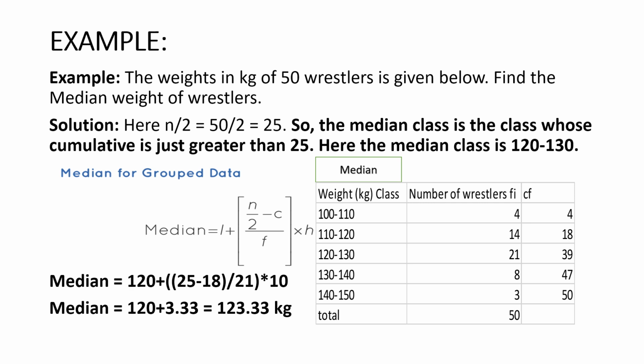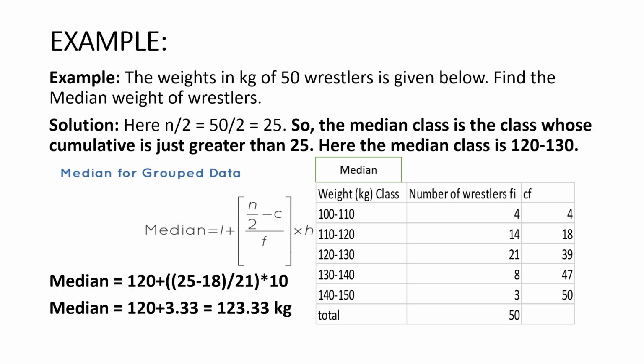The median class is the class whose cumulative frequency is just greater than n by 2. Now what is n by 2 over here? 50 by 2, which is 25. See the column of cumulative frequency and just see where you have the nearest frequency to 25. So the class 120 to 130 has cumulative frequency 39. So it should be 25 or more than that. So the class is 120 to 130 because the cumulative frequency is 39.